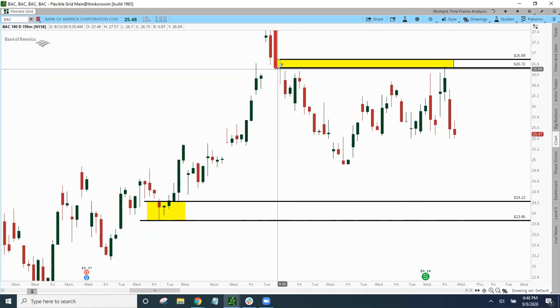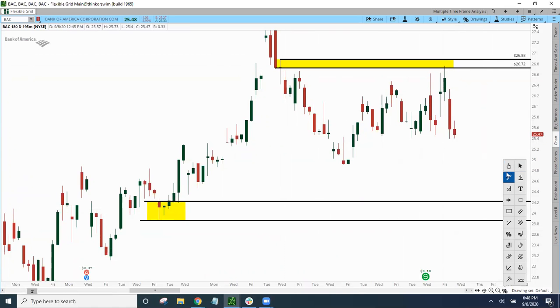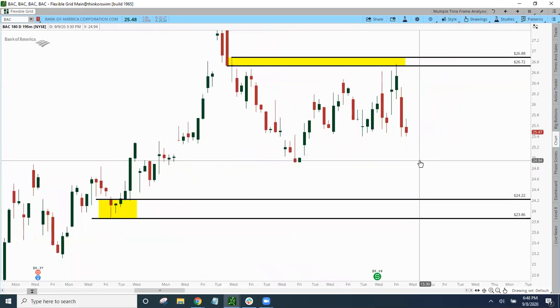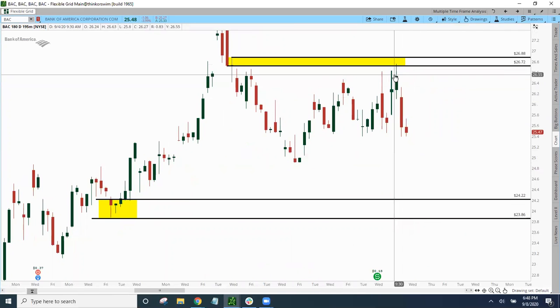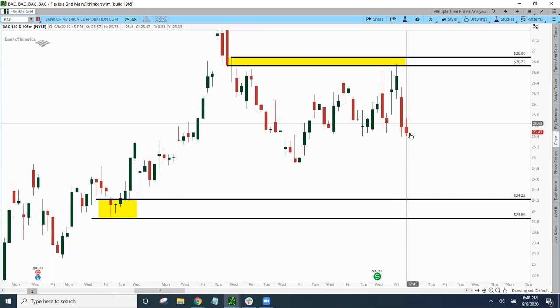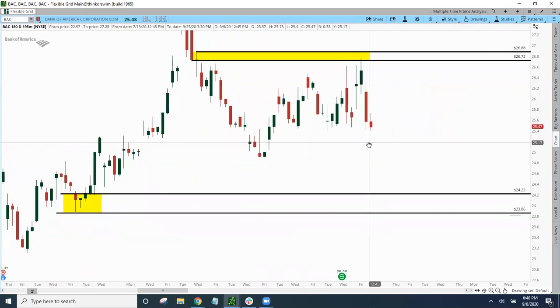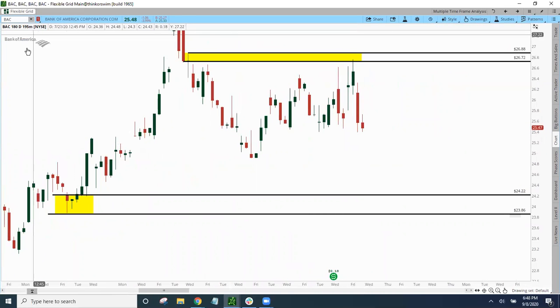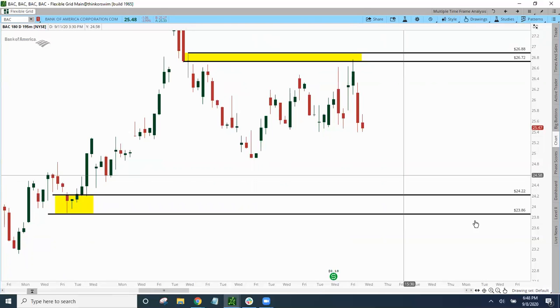Price came into this little vicinity here. We call it a supply zone, but think of it kind of like resistance, but not exactly, where price kind of hits a wall and then reverses. So price touched and then it headed down. The next point where I think we could see Bank of America reverse is down here in this little cluster.